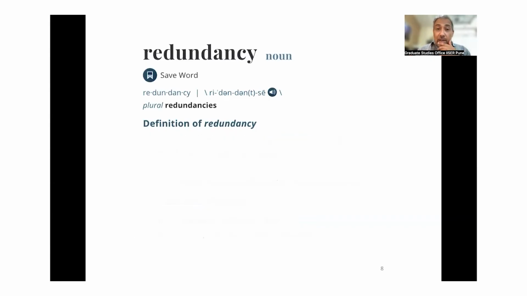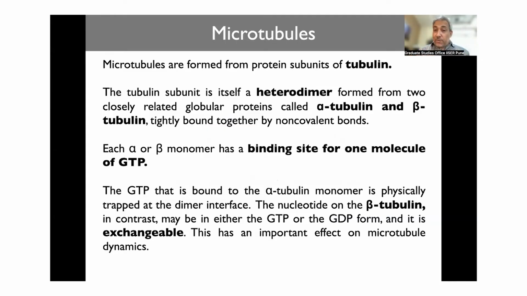So we'll look at this idea of redundancy as we go through the cytoskeleton and as we look at other components as well. There will be other places where this term will come up again, right? So as I told you, the microtubules are put together by alpha and beta subunits. They bind GTP as their energy source.